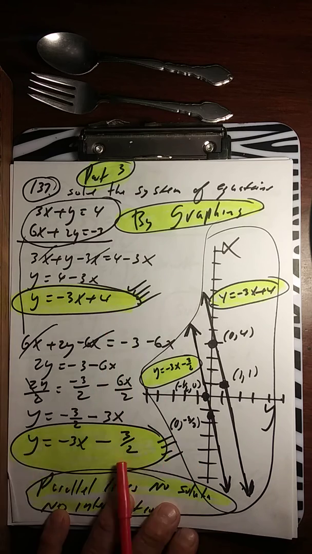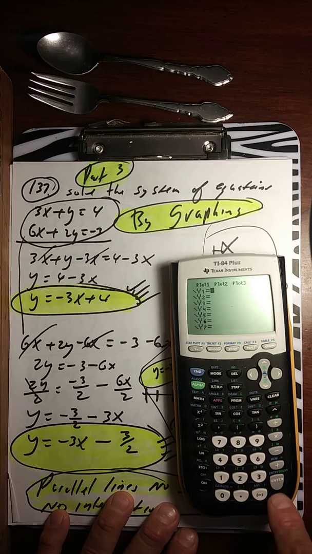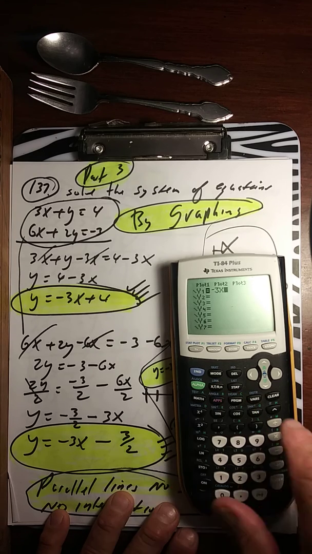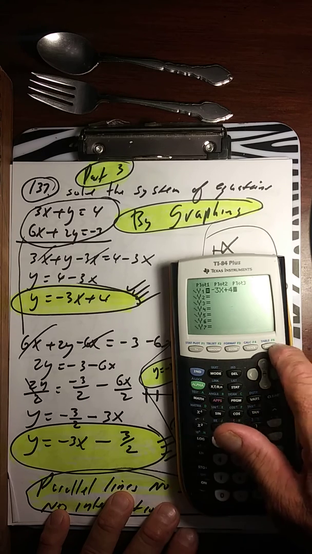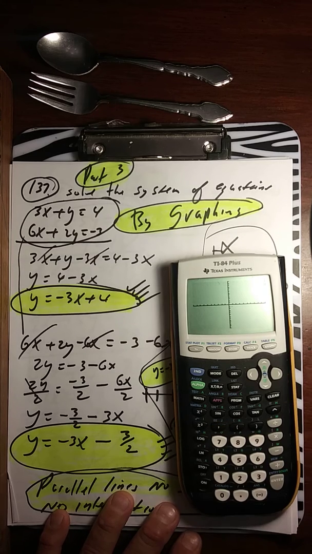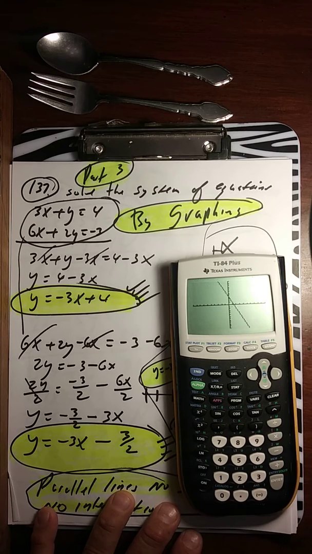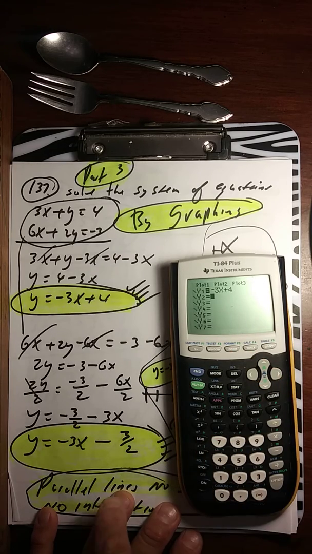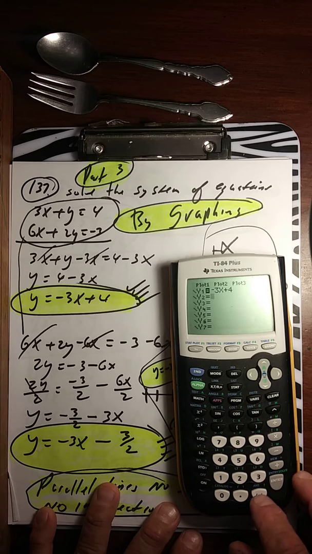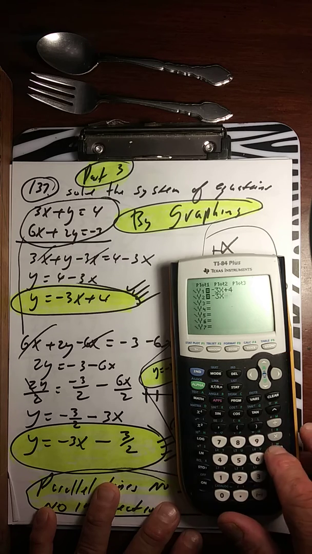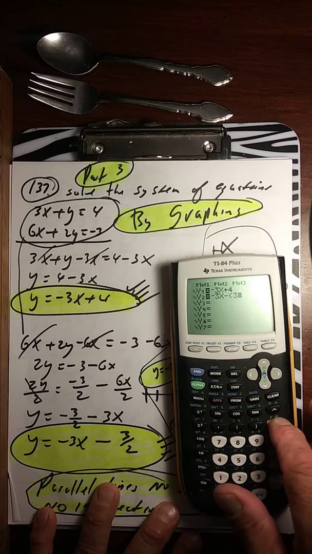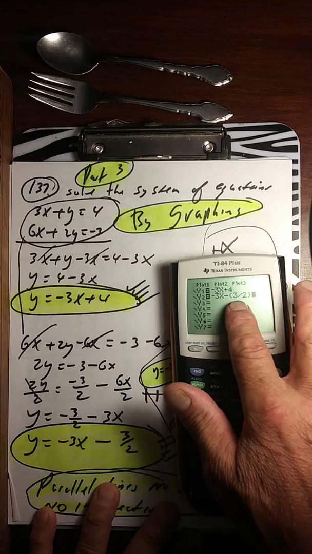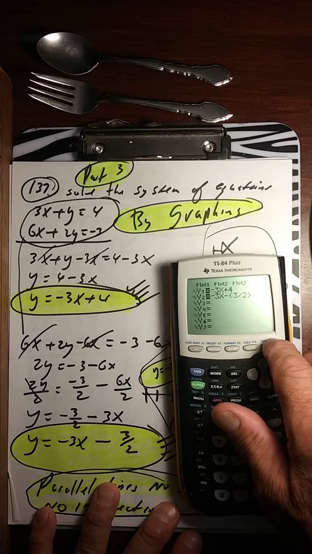Now here's the first and second graph. Let's put them in the machine and graph these and see what they look like. That one. So we have negative 3x plus 4 and hit graph. There we go. Alright, now the other one, this one, it's going to be that one right there. So it's going to be negative 3x minus 3 halves, fraction, 3 divided by 2. Little minus sign, big minus sign, and hit graph.